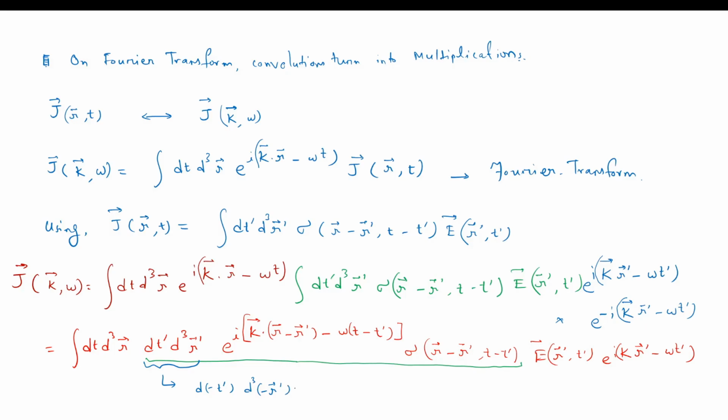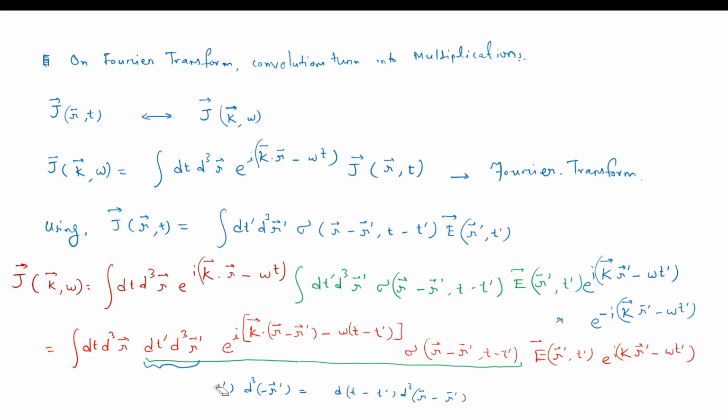Okay, and this is equal to d of t minus t', d cube of r minus r'. This step is valid if I'm keeping t and r constant. After this step, you can do a change of variable. This t minus t' you can write as some other variable. So all this t minus t' will go into some other variable, and when you do the integration, you see the quantity underneath this green line is just the Fourier transform of sigma, isn't it?